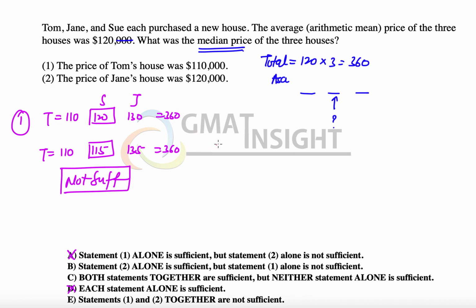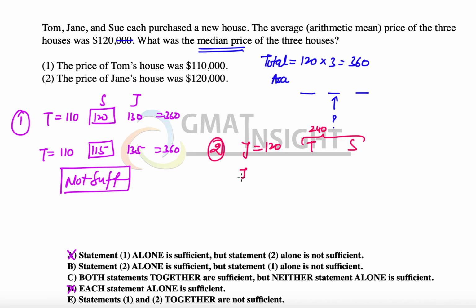Now let's check the second statement. The second statement says that the price of Jane's house is equal to 120,000. That means the price of the remaining, that means Tom and Sue's houses, is equal to 360 minus 120, that means 240. Now there can be many possible distributions of 240 between these two houses.